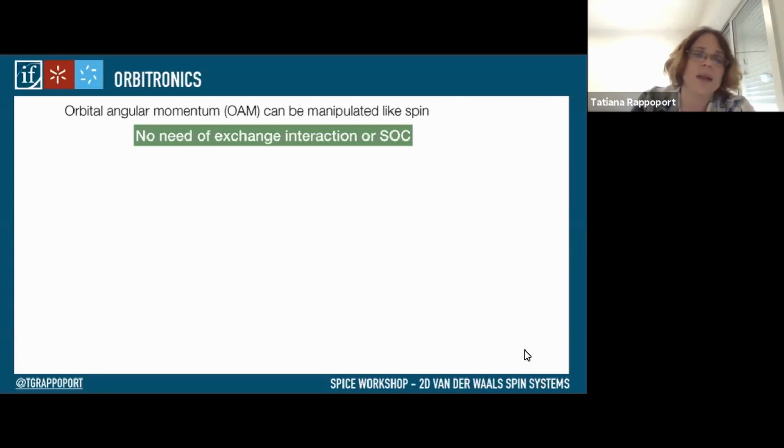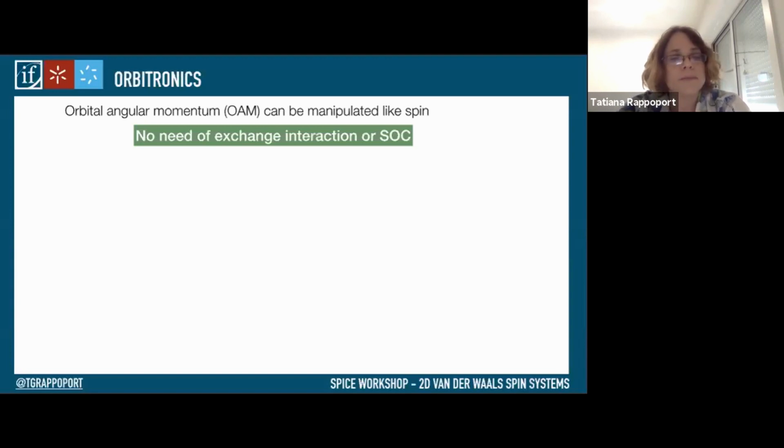And the idea behind Orbitronics is the manipulation of the orbital angular momentum in solids, as the name suggests. But the question is, why do you want to manipulate the orbital angular momentum if you already manipulate spin, right? Well, in spintronics, as we've been discussing all morning, we need either magnetism or strong spin-orbit coupling to generate a spin current, which of course will limit the number of materials that can be used for this.